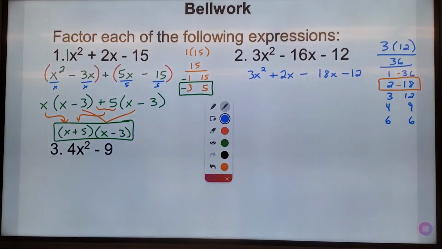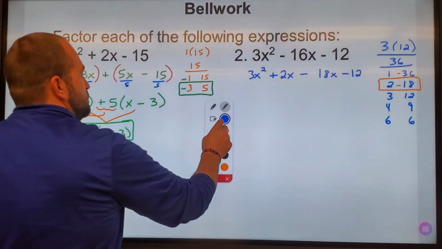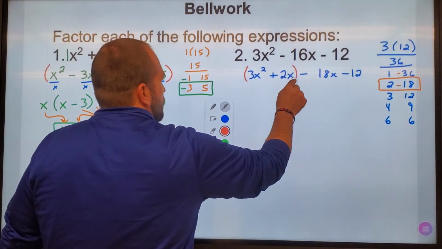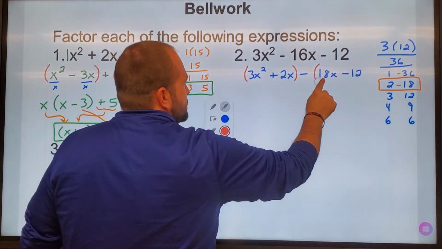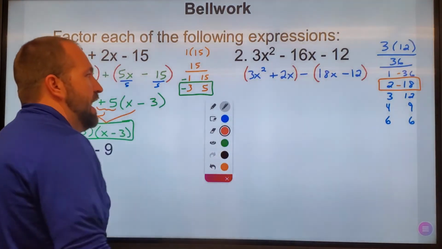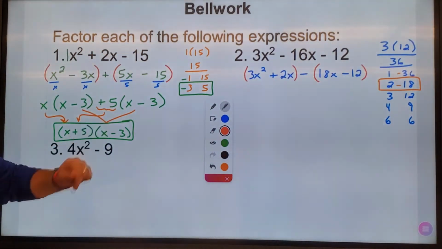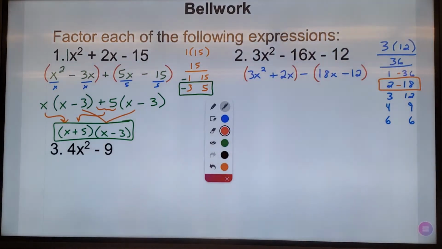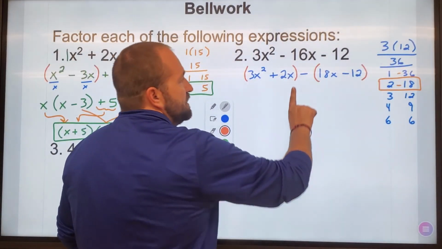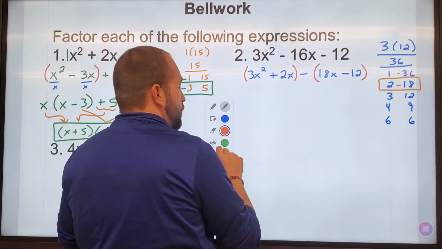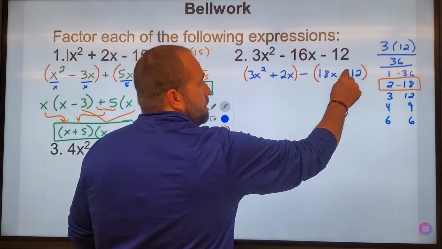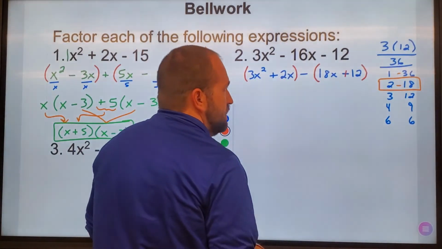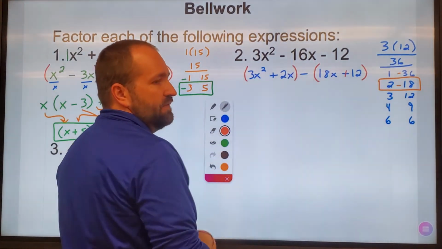Again, then from here, you're going to group the first 2. Leave the sign in the middle and group the second 2. As stated here, if the sign in the middle is a subtraction, as it is here, you're going to change the sign of the last term as well, okay?